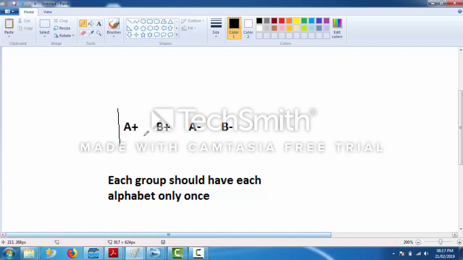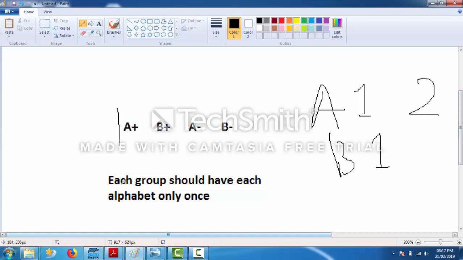Okay, so A is coming once. After that B. So A has come once, B has come once. A once, B once. But look over here, A is coming the second time. Okay, but what is the rule?